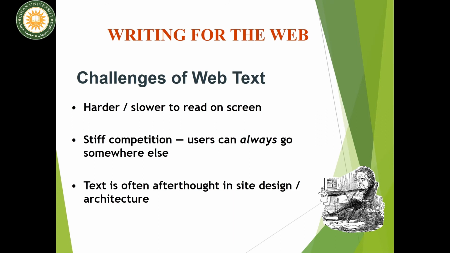But reading on a computer or a mobile screen is a bit difficult. Some of us may feel irritation in our eyes, so it is harder and slower to read on screen. And there is stiff competition, in the sense that the user can always go somewhere else. Somewhere else means the flow of the paragraph can mislead the reader's view, or sometimes they may lose interest. So this is a very stiff competition area.